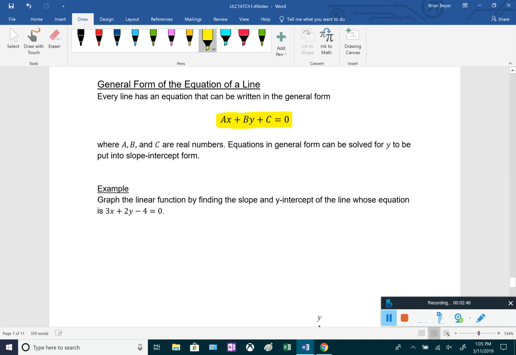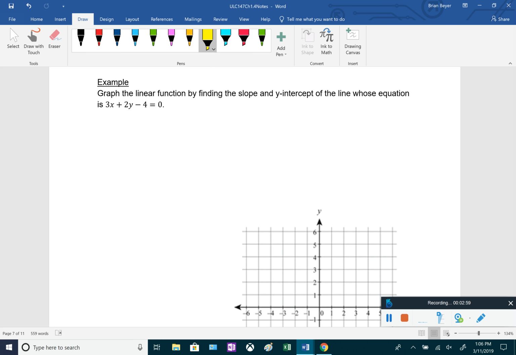So if we're given a line in general form, and we're told to graph it, one way that we can always do this is by solving it for y and putting it in slope-intercept form. So for example, let's graph this function by finding the slope and y-intercept. So 3x plus 2y minus 4 equals 0. Let's solve this for y. We have to add 4 on both sides and subtract 3x. So we get 2y equals -3x plus 4. And then lastly, we have to divide everything by 2 to cancel off the 2 that's multiplying the y.